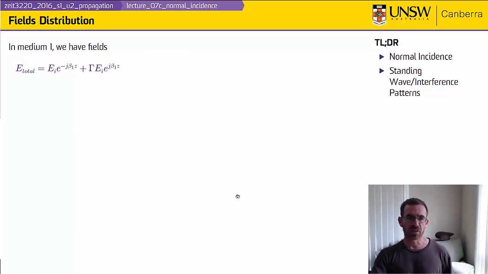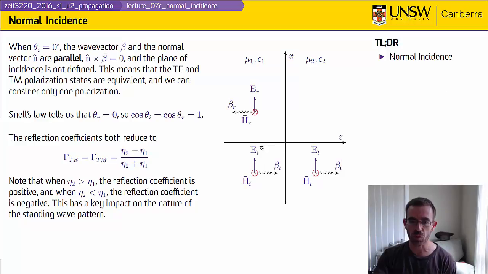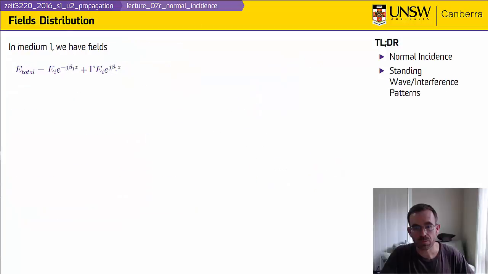So next thing I'd like to do is take a look at the field distribution in this case. So on the left-hand side, in this slide, we have incident fields and reflected fields. All right, now let's take a quick look at what the distribution of fields are in the two media.